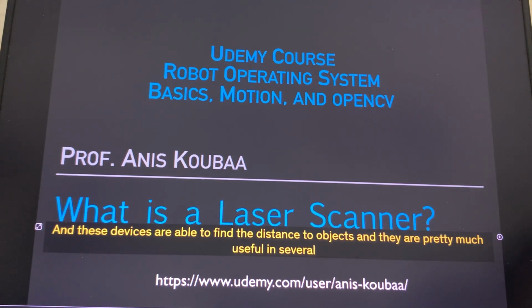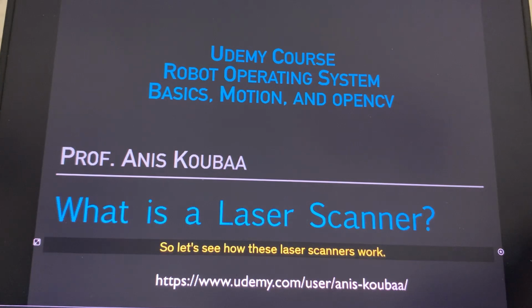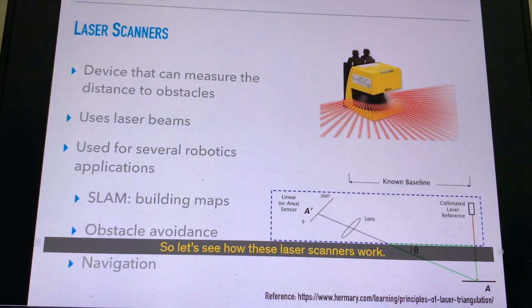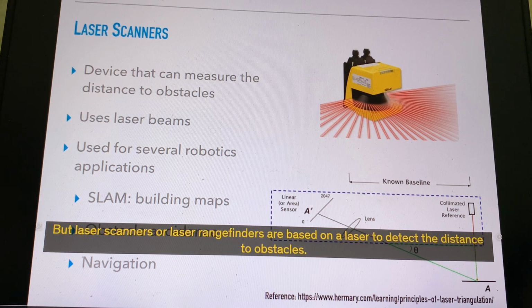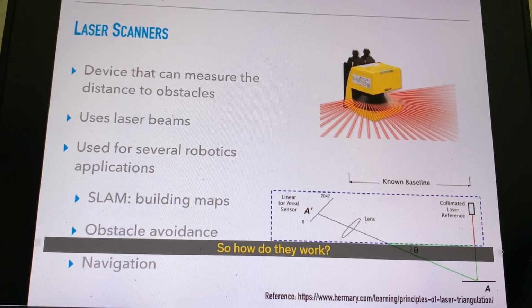And these devices are able to find the distance to objects. They are very useful in several types of applications. So let's see how these laser scanners work. So what is a laser scanner? Basically, it is a device that can measure the distance to obstacles. And there are several devices, not only based on laser. There are also ultrasonic sensors, which are based on sound in order to determine the distance to obstacles. But laser scanners or laser rangefinders are based on a laser to detect the distance to obstacles. So how do they work actually?